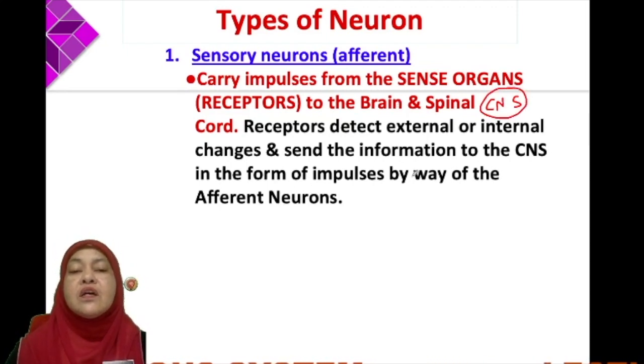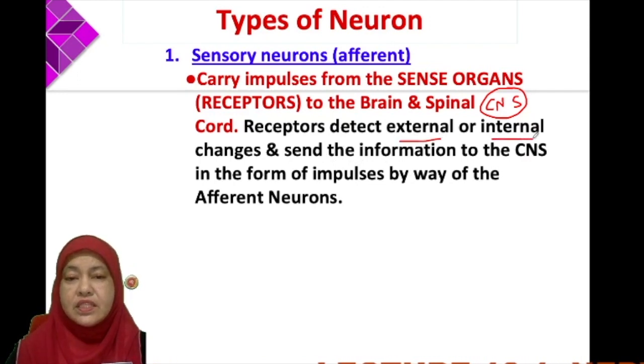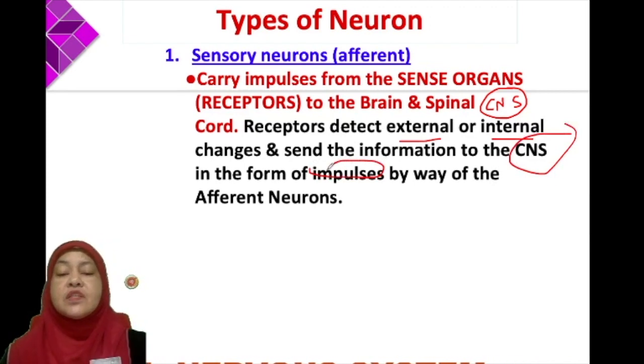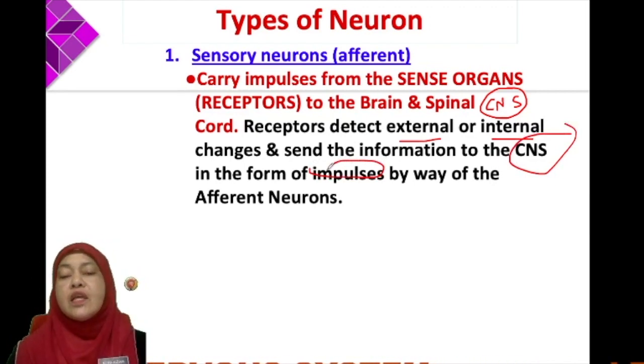How does it work? The receptor, or sense organ, will detect all the changes, either external or internal, and transmit the information to the CNS to integrate, in the form of an electrical wave. We call it by the specific term impulse, through the afferent neurons. That is the first type.